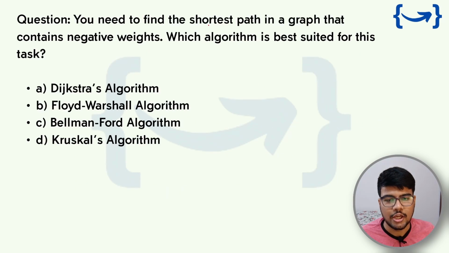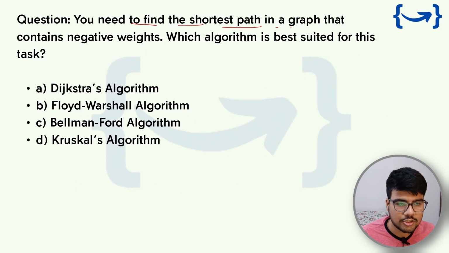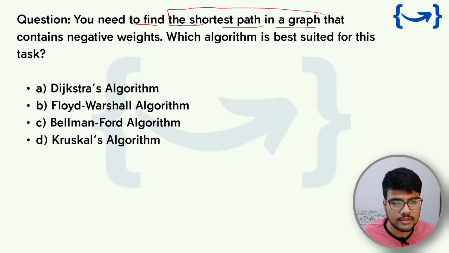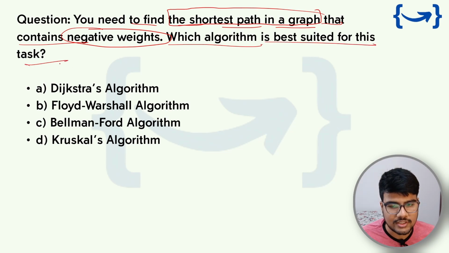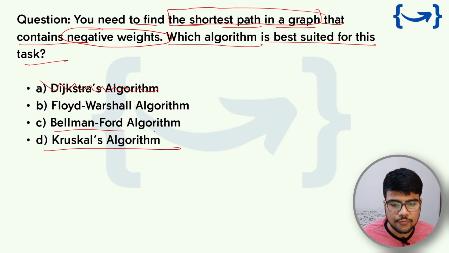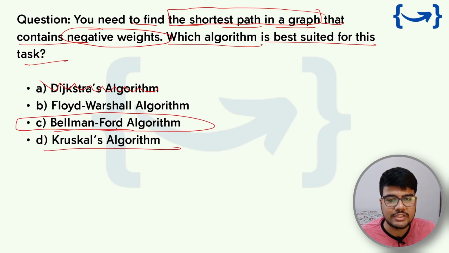Okay, fantastic. You need to find the shortest path in a graph. Now, shortest path again, do you think Dijkstra? No, because that contains negative weights. If you talk about negative weights, we will never use the Dijkstra algorithm in this particular problem. Which algorithm is best suited for this task? Dijkstra is directly struck out from the options. Kruskal's will not work. Bellman-Ford is the right option, which deals with negative weights and ends up giving you the shortest path in a graph.